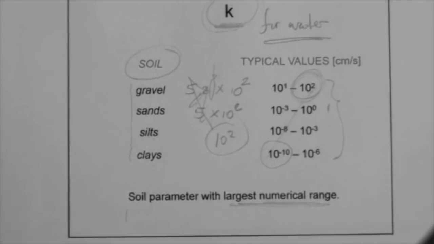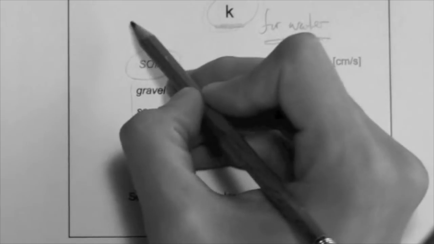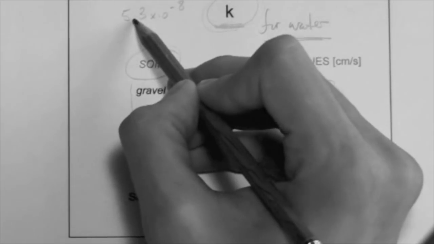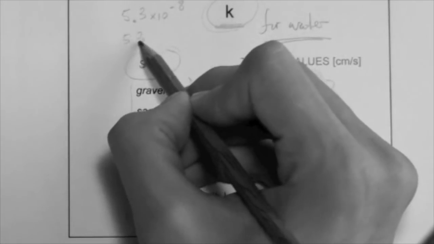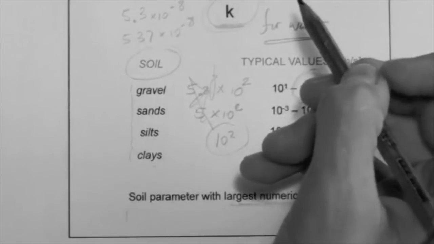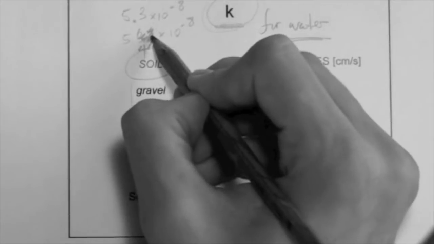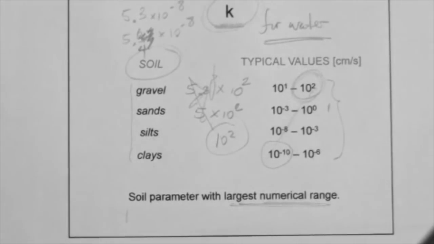So please don't get caught in reporting permeability values with more than one significant digit after the point. 5.3 times 10 to the minus 8, fine. 5 times 10 to the minus 8, that's fine. 5.37 times 10 to the minus 8, that's no longer fine. You've got to remove that 7, make this a 4. If this is a 7.37, that is a 4. 5.4, etc. So you get the point.